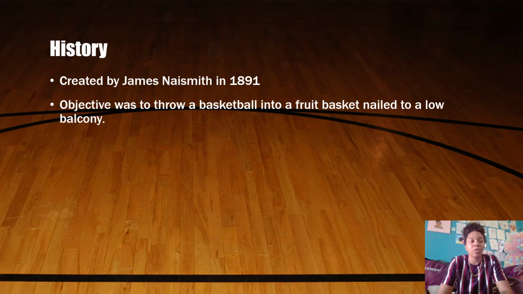The basketball, when it was originally made, it was to throw a basketball in a fruit basket nailed to a lower balcony. So they weren't actual basketball courts. You can grab literally anything, a trash can, a bucket, and just bust a hole in the bottom. And they used that as a regular basketball court.